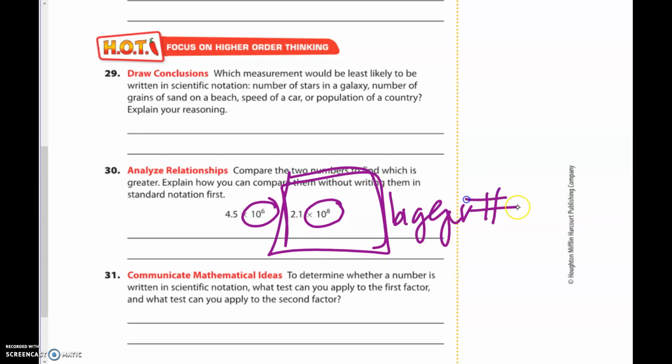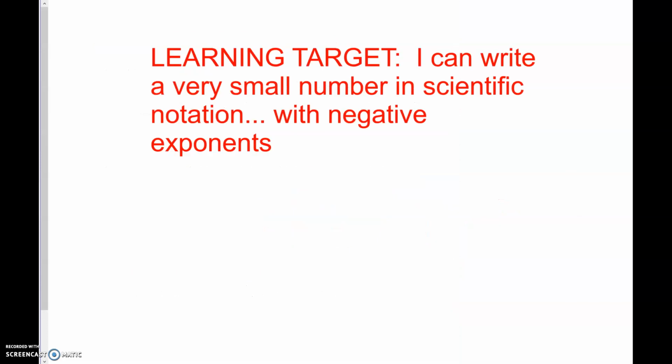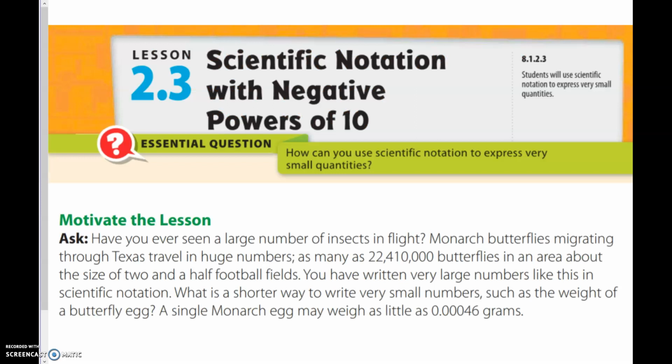All right, now we are going to move on to the new lesson for the rest of today. Your learning target is going to be, I can write a very small number in scientific notation with negative exponents. So everything we've been doing so far has been really large numbers with positive exponents. So now we're going into lesson 2-3, and I'm just going to go right to it.